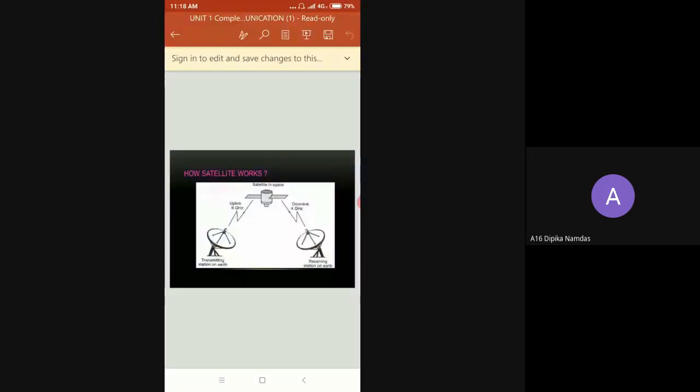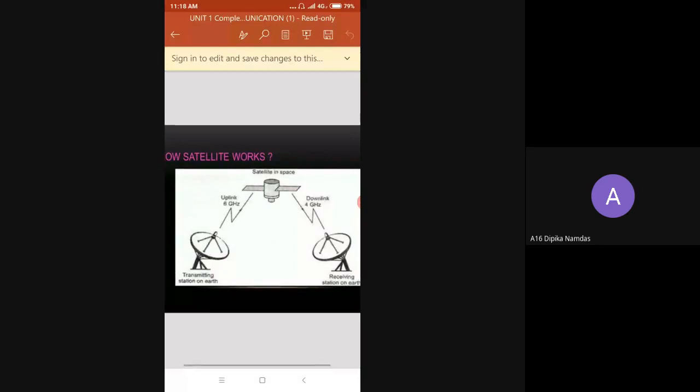Next point, how the satellite works. This is one of the important examples for how a satellite is going to work. There are two media, one is transmitting, one is receiving. Transmitting station on Earth, receiving station on Earth, and the satellite is present in space. Whatever information you are sending from the transmitter side from the Earth station, that is the uplink, with frequencies of 6 gigahertz. That signal reaches the satellite, where the transponders are present.